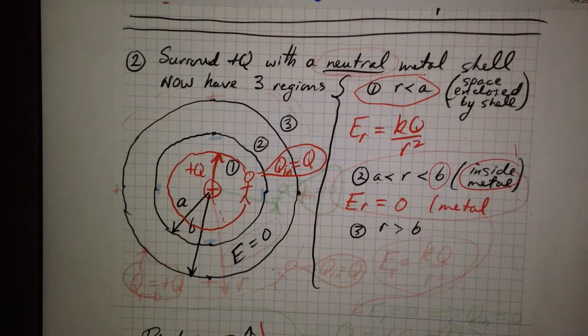What about outside? Outside, we put a little Gaussian dude outside. Here's my little Gaussian dude.